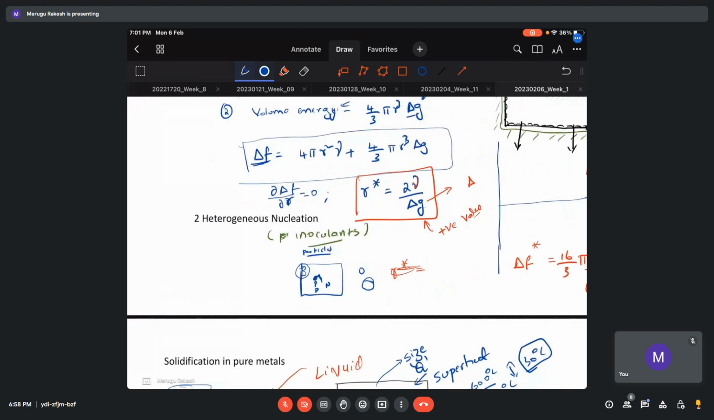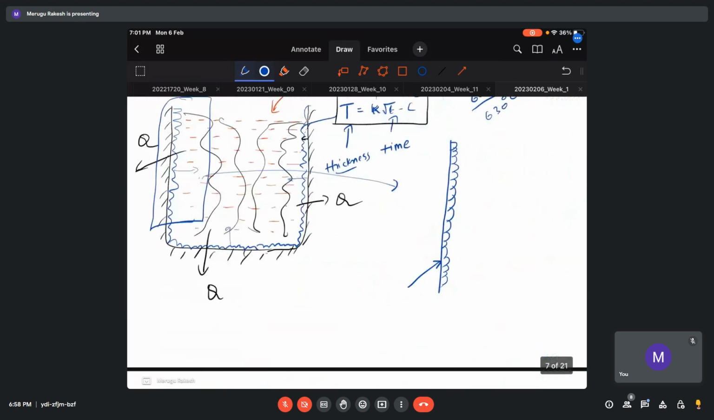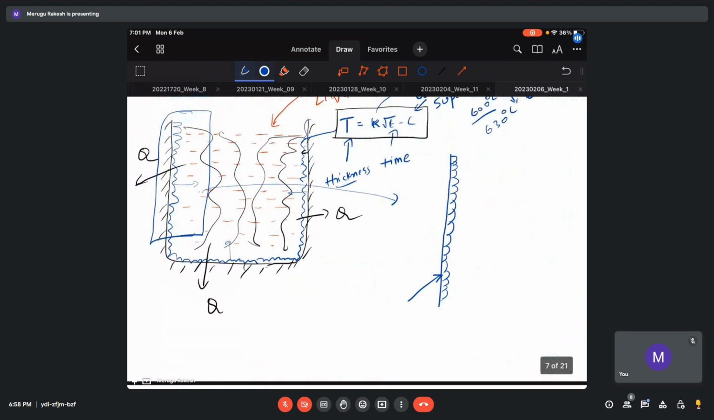Coming back, this initial thing is heterogeneous. Anything that supports the formation of a nucleus, you can name it heterogeneous. In homogeneous nucleation, there is nothing aiding it. It has to form by itself, due to some concentration or thermal gradients.